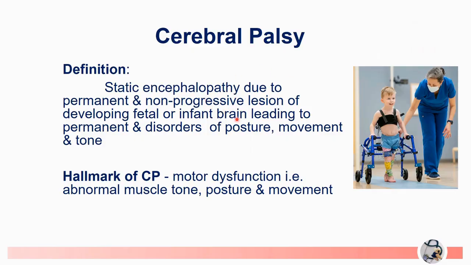Starting with the definition, cerebral palsy is a static encephalopathy due to permanent and non-progressive lesion of the developing fetal or infant brain, which leads to a permanent disorder in the posture, movement and tone. And the hallmark of CP is motor dysfunction. That means abnormal muscle tone, posture and movement. So motor system examination becomes very important in a cerebral palsy child.